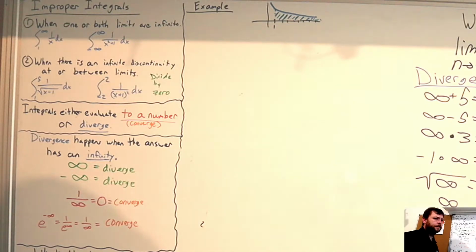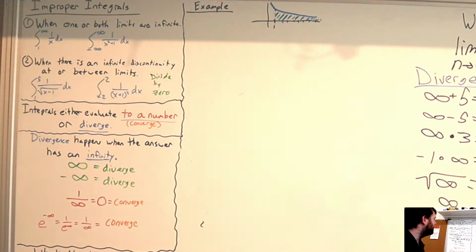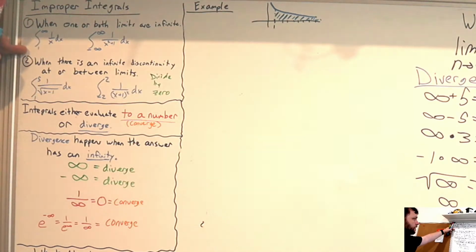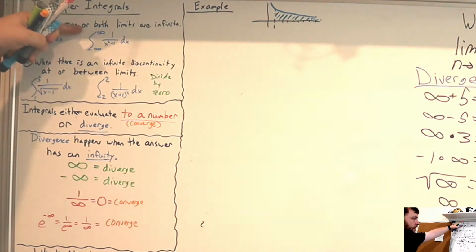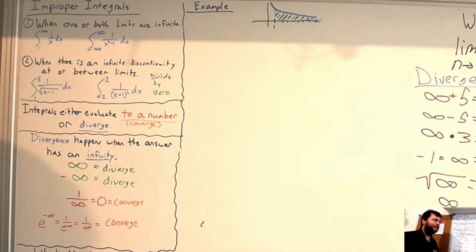Hope you can read this. So improper integrals are when we're using infinity or infinity concepts like this, right? Here's when one or both limits are infinite. So if I'm integrating 1 over x from 1 to infinity, or if I'm integrating from negative infinity to positive infinity of something, those would be improper integrals. So we're going to have to keep those concepts in mind.